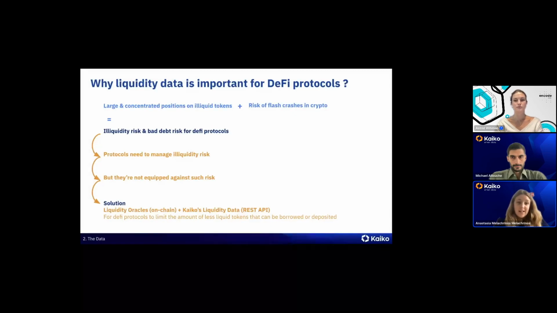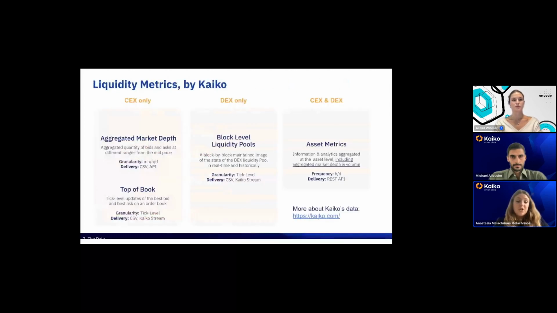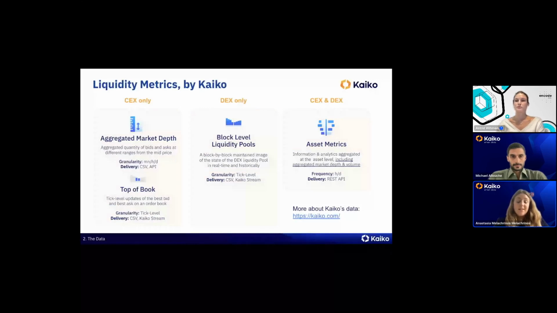So this data, we have it ourselves, available off-chain only for now, through REST APIs. So it combines data on centralized exchanges, which comes from order books. This data is called market depth data. So it tells you exactly how much volume is available for sell and for buy at different price levels for a given pair of assets. We have this data also available for decentralized exchanges. This data is derived, in the case of decentralized exchanges, directly from the liquidity pools, token reserves. And finally, we have liquidity metrics, comparative between centralized and decentralized exchanges, through our asset metrics APIs, which give an aggregated view of the overall liquidity of any asset that is available in any market.